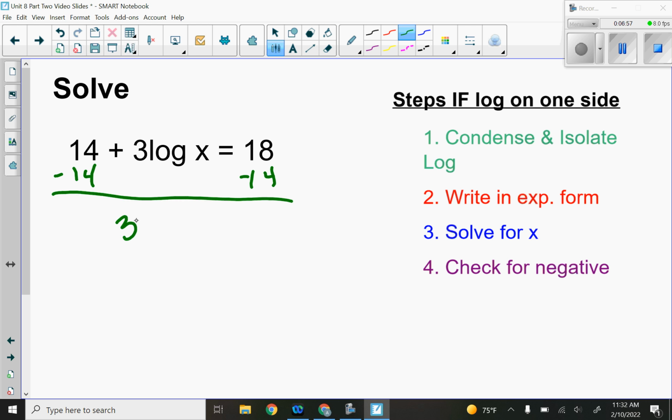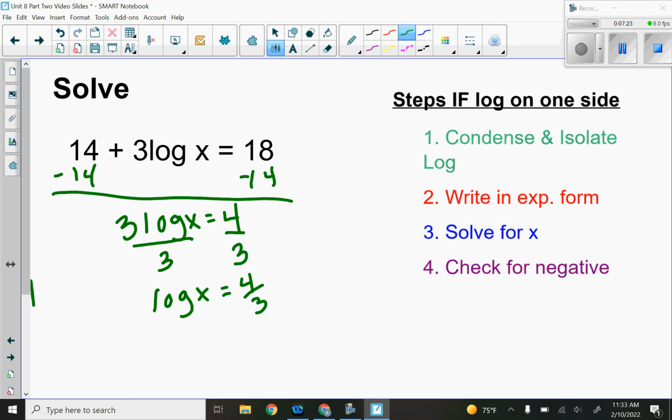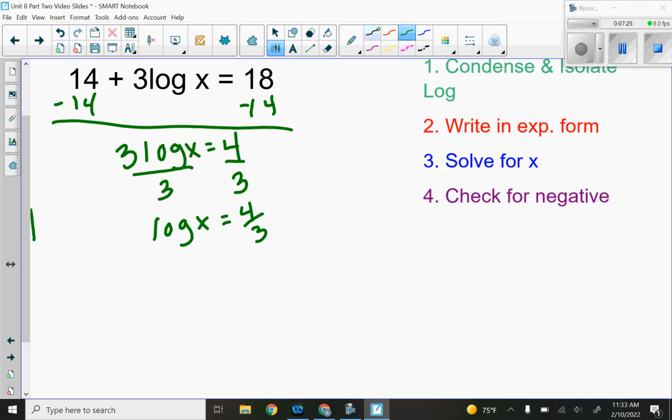So 3 log of x equals 18 minus 14, which is 4. I'm going to divide by 3 so we can isolate that: log of x equals 4/3. And now we can write in exponential form.